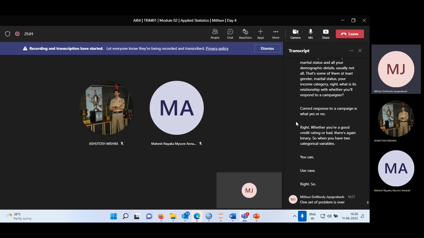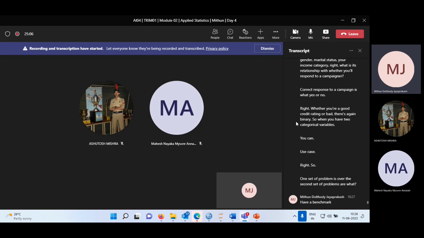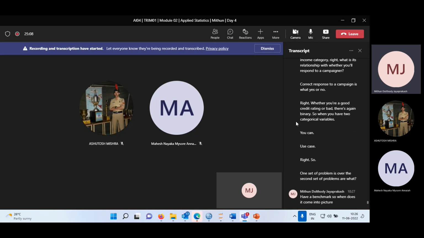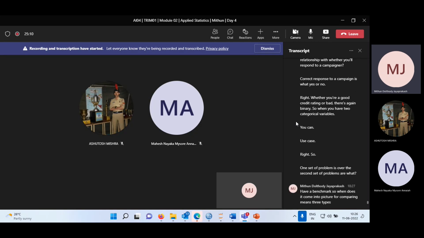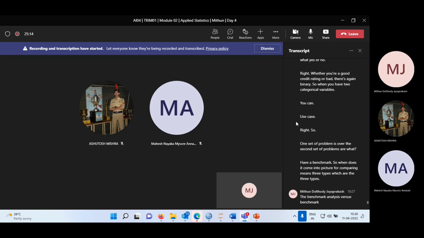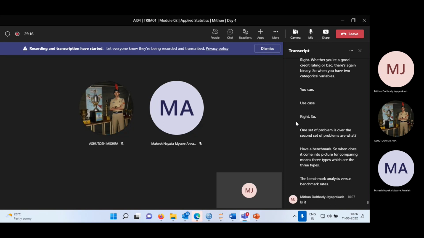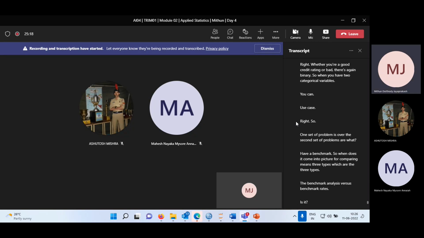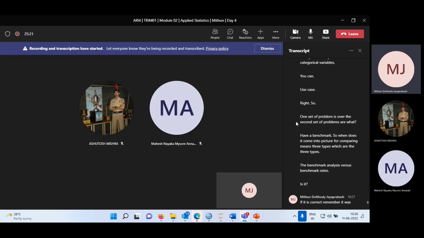The second set of problems is what? Comparing means against a benchmark. So when does that come into the picture? For comparing means, there are three types. Which are the three types? Benchmark analysis, first is benchmark, and A/B testing. Right? Remember the stories.